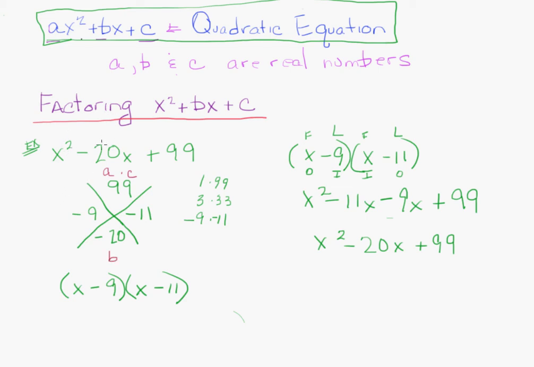Why a times c? Well, eventually we're going to use this for other numbers that could be in front of the x squared. Right now we have a number 1, so when we do a times c, 1 times 99, we just get 99. Okay, good luck with this. Let me know if you have questions.